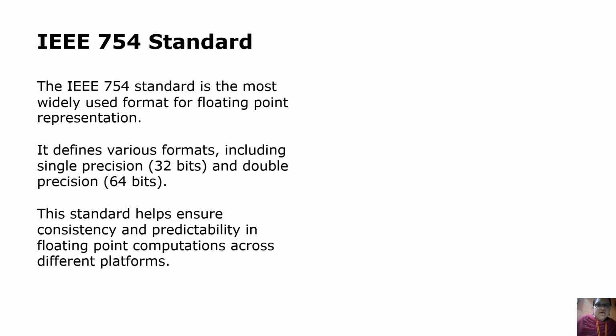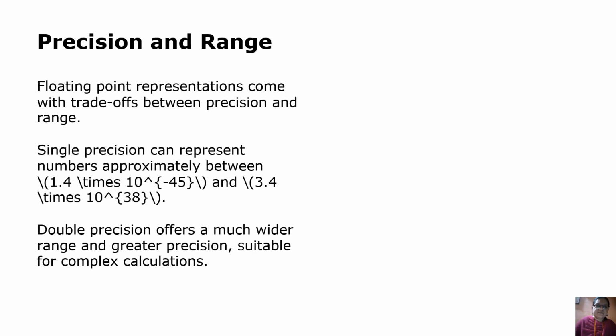IEEE 754 standard. The IEEE 754 standard is the most widely used format for floating point representation. It defines various formats including single precision, 32 bits, and double precision, 64 bits. This standard helps ensure consistency and predictability in floating point computations across different platforms.